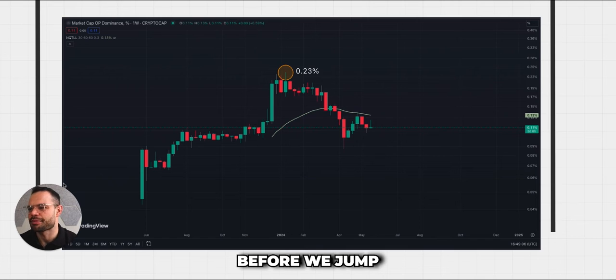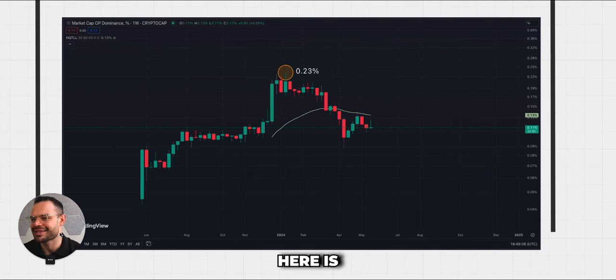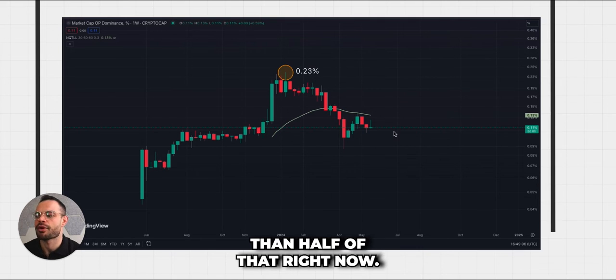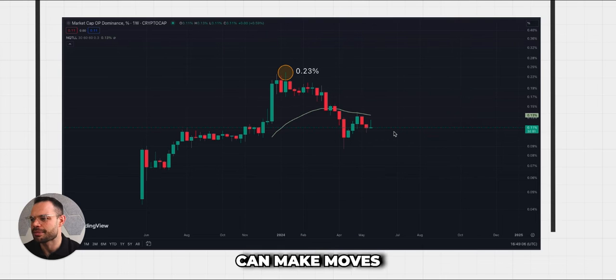The last thing we're going to look at before we jump into the price prediction here is the market dominance of Optimism. We can see we're currently sitting at a 0.11% market dominance for Optimism versus the rest of the cryptocurrency market. When we were putting in those all-time highs a few weeks ago, Optimism did get up to a market cap dominance as high as 0.23%. So obviously we're at less than half of that right now, but it does show that Optimism can make moves and can increase dominance when it does go on a bit of a pump.